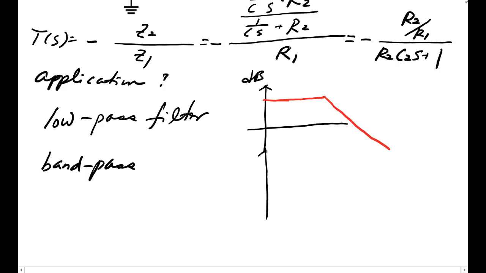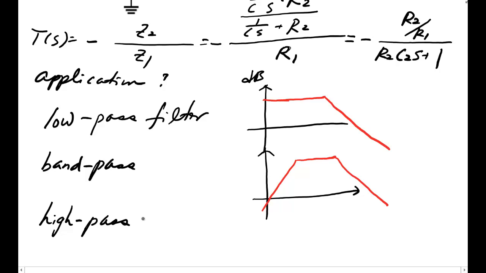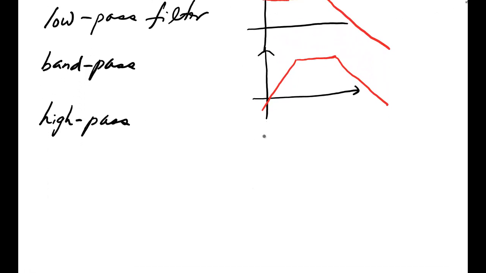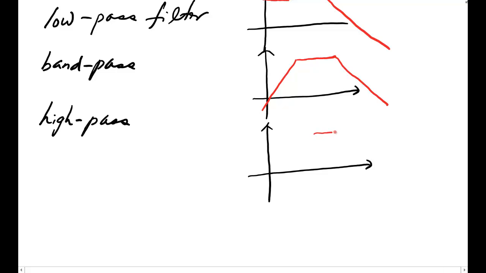And a band pass filter means I let a band of frequencies pass, attenuating high frequency and attenuating low frequency. If I have a high pass filter, I pass the high frequency component and then attenuate low frequency.